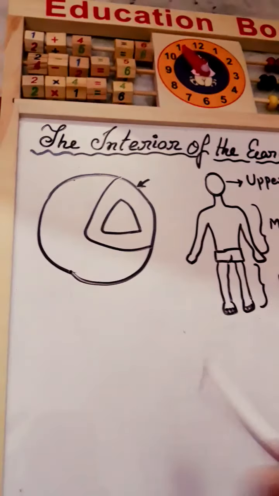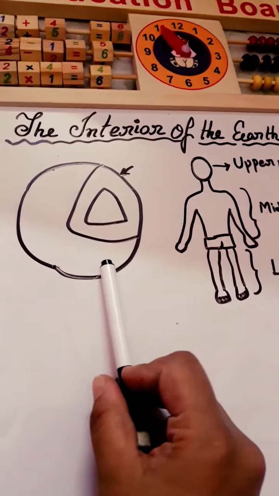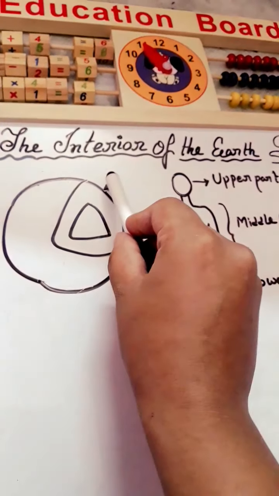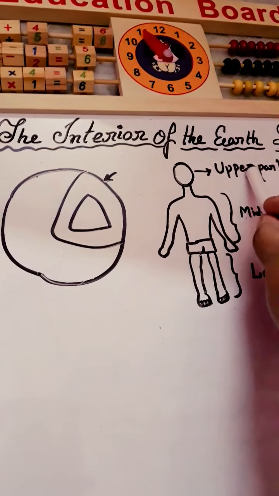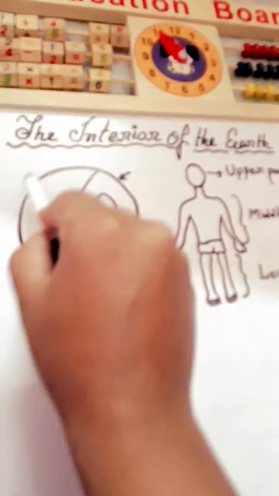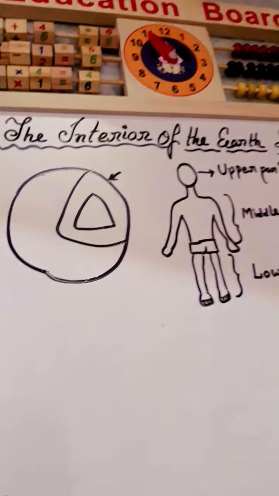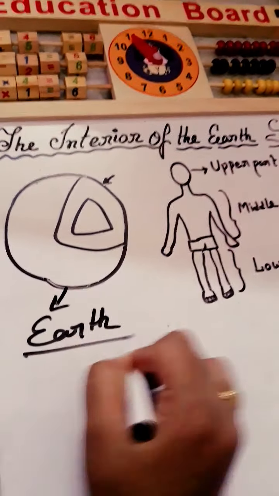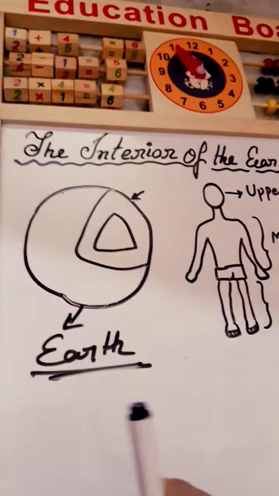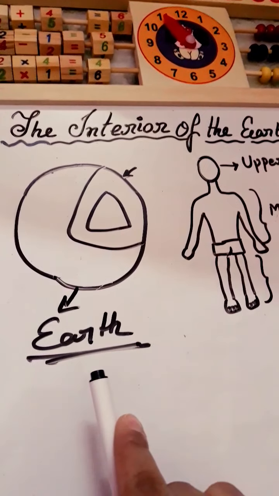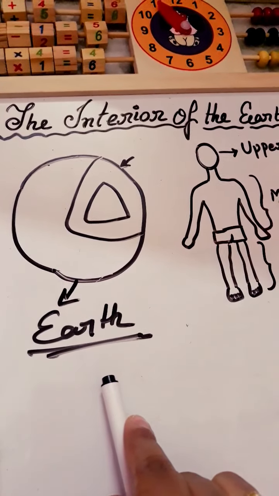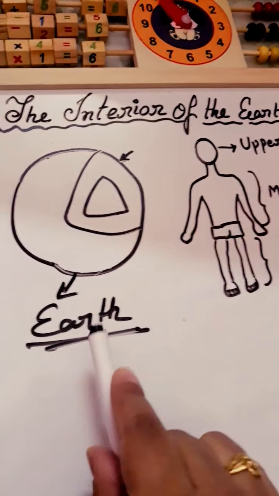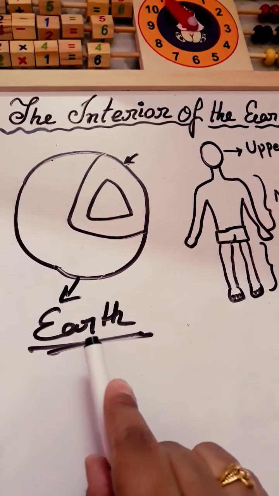If you follow this diagram and imagine that this is the shape of the earth, then for knowing the interior portion of the earth, at first we have to know how our earth was formed. In the previous classes, we have read that our earth was not in its present shape 5 billion years ago. At that time, it was a molten ball of rock.